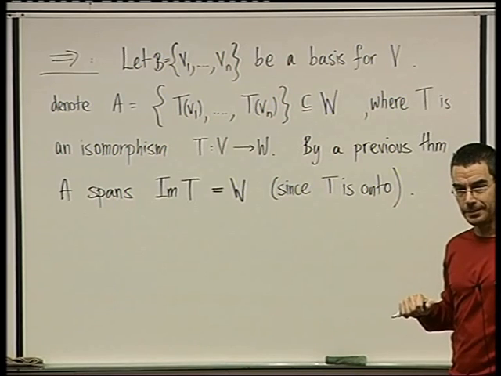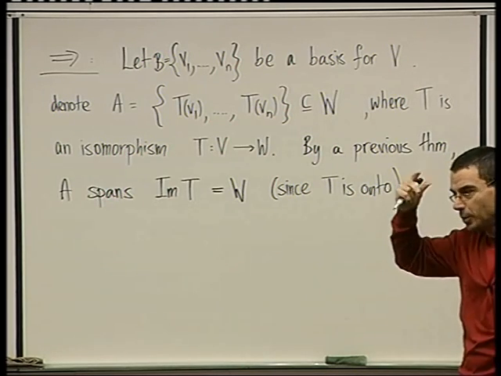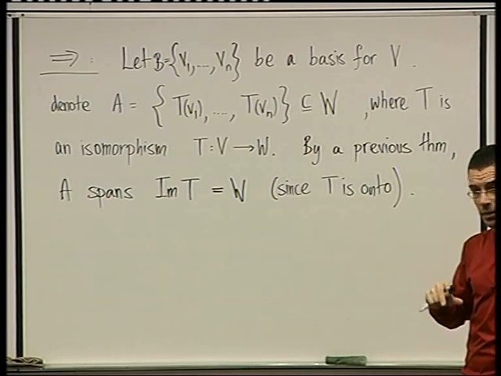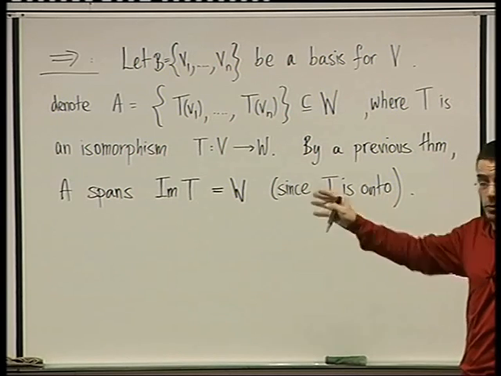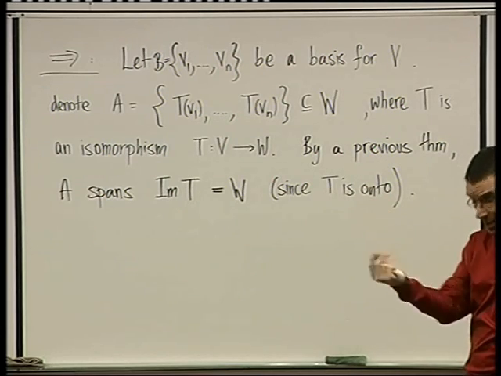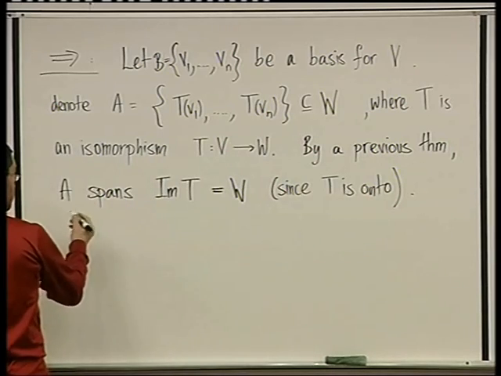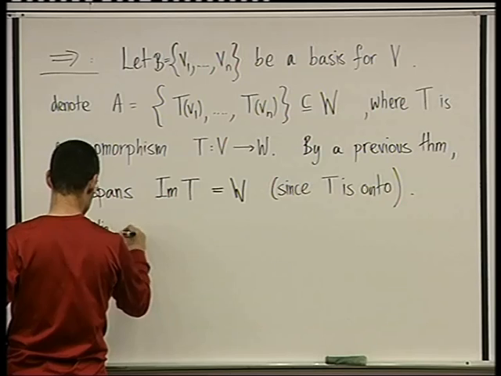Trivial kernel, right? That is something you have to do automatically. 1 to 1, kernel equals 0. Kernel equals 0, 1 to 1. Okay? It's not true for general functions. Don't do that in calculus. But in linear algebra, that's the same. Okay, so let's show that A is linearly independent.